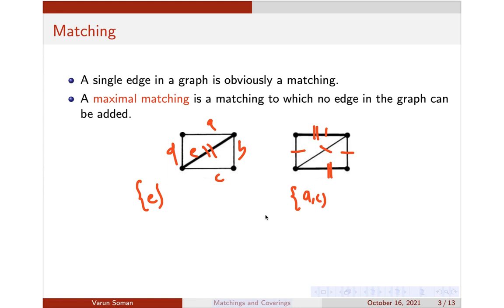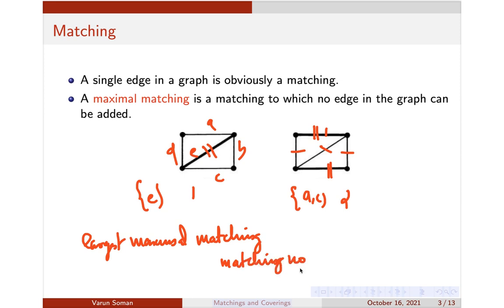So as we can see, a graph can have many maximal matchings. Out of them, the largest ones will be called the largest maximal matchings. So we can say that this maximal matching has just one edge. This maximal matching has two edges. So the matching having the largest number of edges is called the largest maximal matching. I hope these names are self-explanatory. So this is the largest maximal matching, and the number of edges in the largest maximal matching will be called the matching number.